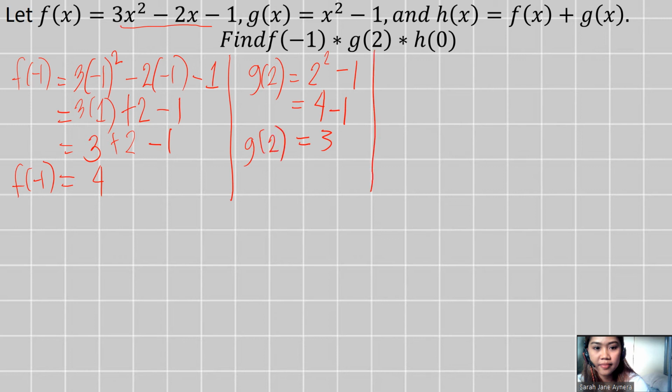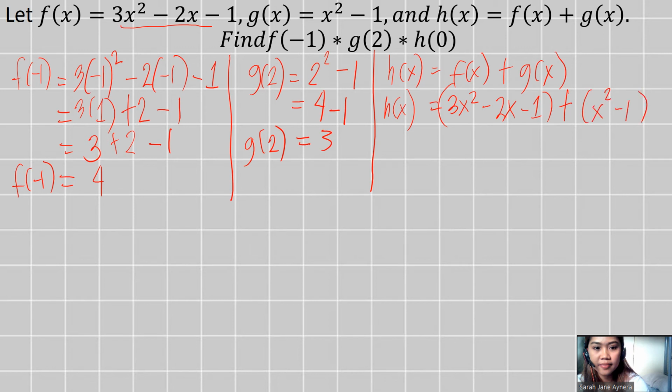Now, let us find h of 0. H of x is equal to f of x plus the g of x. Let us simplify this first. Your f of x is 3x squared minus 2x minus 1 plus your g of x is x squared minus 1. Now, let us combine similar terms. 3x squared plus x squared is equal to 4x squared. Copy minus 2x. Since wala namang term containing x sa other side, negative 1 plus negative 1 is negative 2.